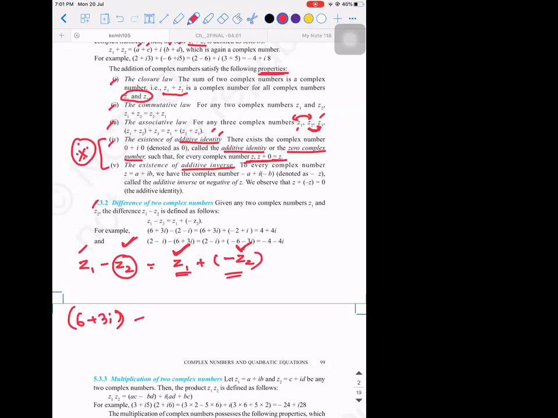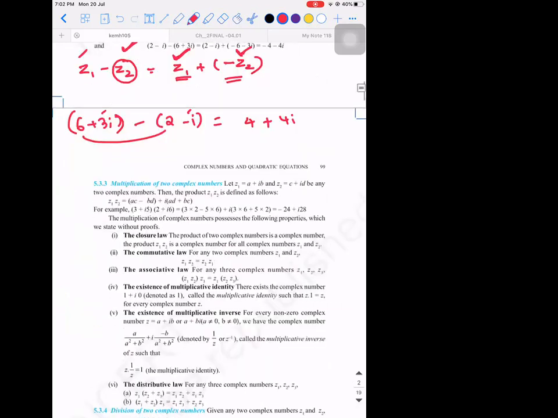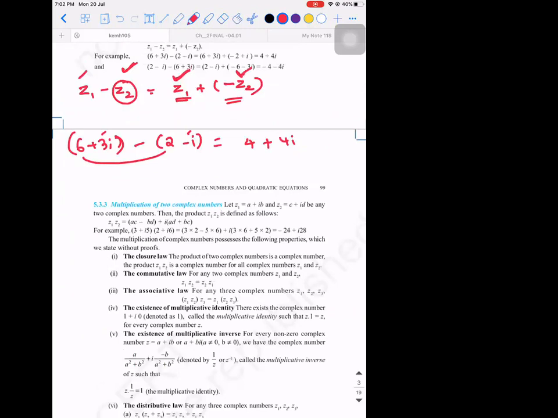For example, 6 plus 3i minus of 2 minus i. It is very simple. Collect all the real terms and subtract or add. 6 minus 2 is 4, plus 3i minus of minus i gives 4i. So 4 plus 4i, that's it. That is what you need to do for subtraction. Other things: multiplication of two complex numbers. This one I will explain. Please make a clear note of it.